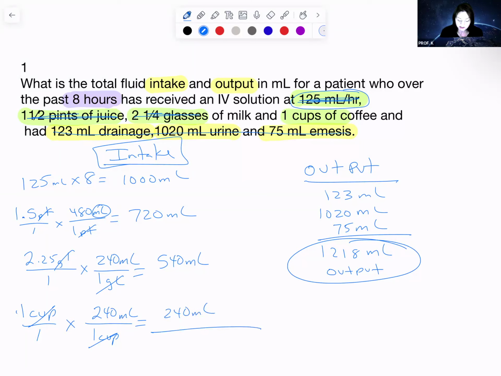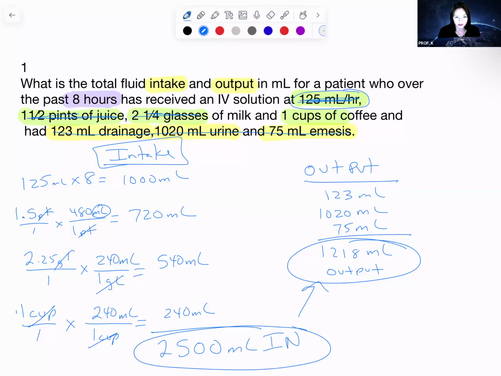So what is this patient's intake? I add 1,000 plus 720 plus 540 plus 240, and that will give me, yes, 2,500 milliliters in, and only 1,218 milliliters out.